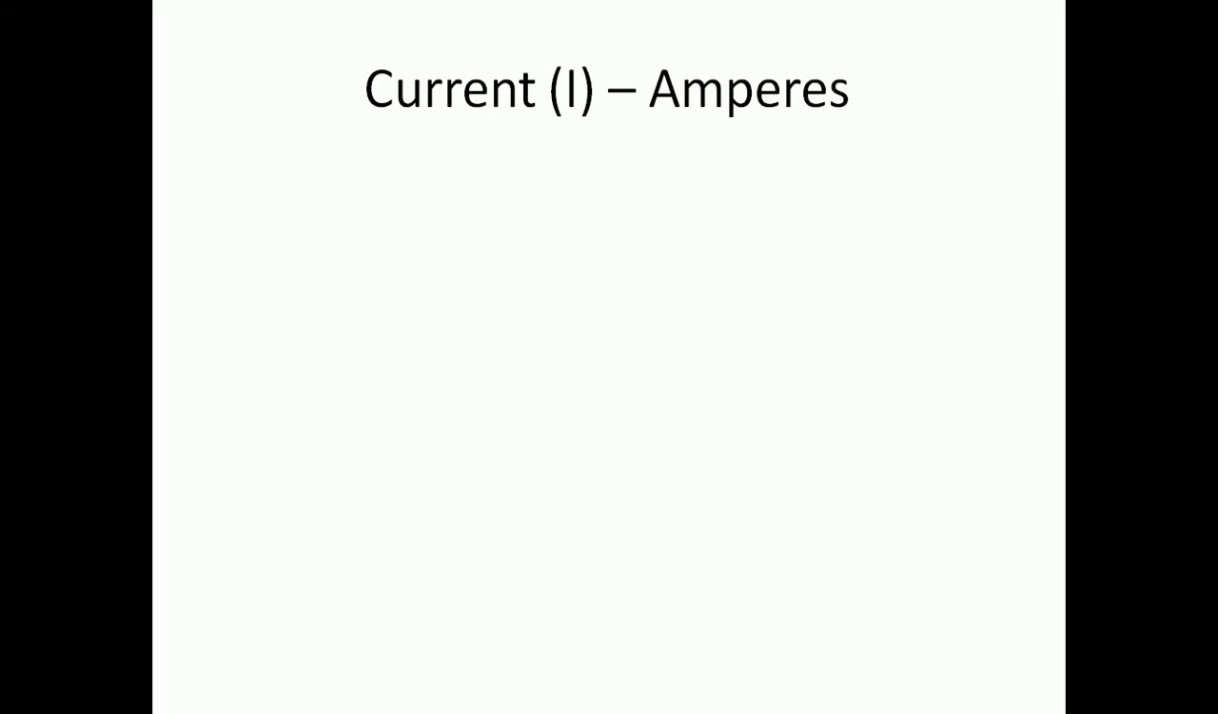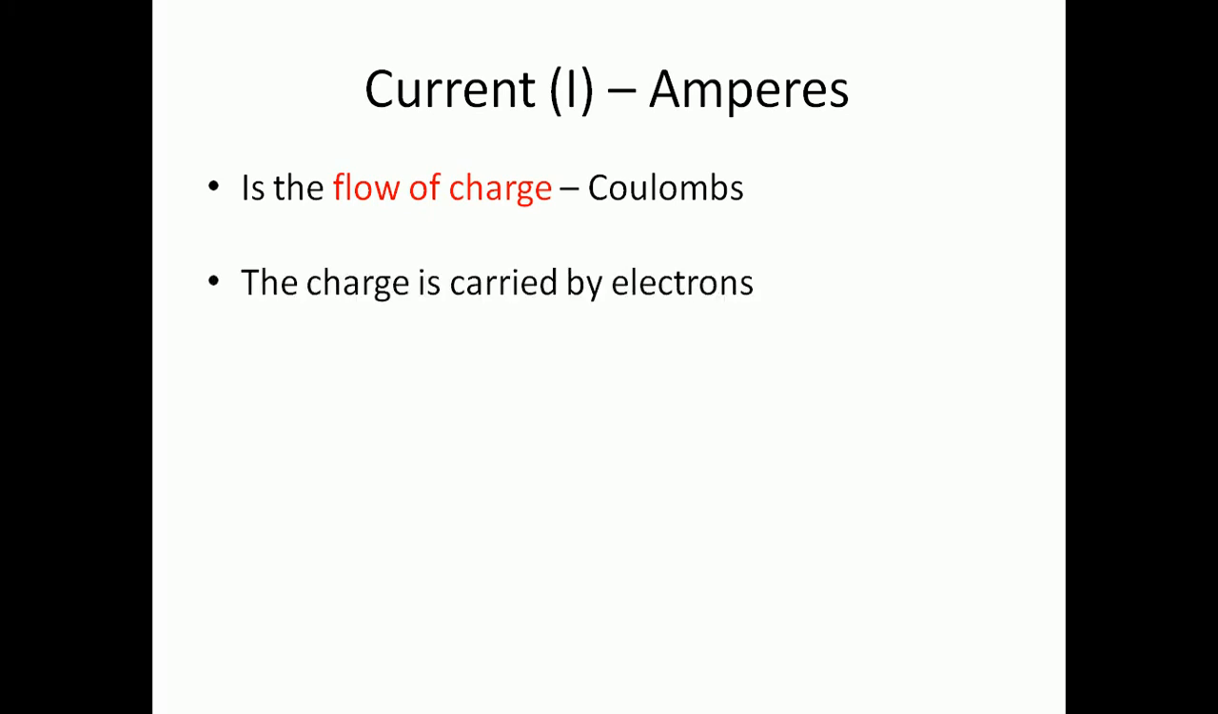It is the flow of charge, and the charge is a coulomb. So it is the flow of charge, or the flow of coulombs. And the charge is carried by the electrons usually. However, as I said before, electricity isn't always carried by electrons. It can be carried by ions, such as in electrolysis. But for all intents and purposes, we're going to say that the charge is carried by the electrons. So the electrons flow around the circuit.